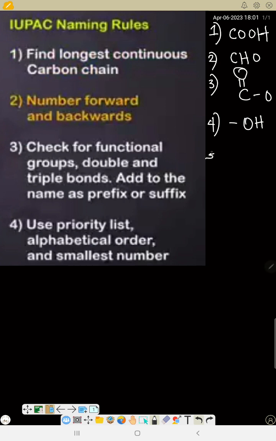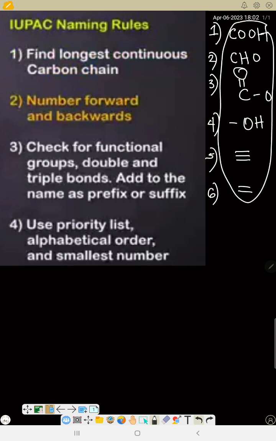Number 5, it means if we have any of these together in the same structure, we consider this first, before this, before this. That is the meaning of this priority list. Number 5 we now follow by either a triple bond, or a double bond, or a single bond. Single bond is alkane. So if you have everything like this in the same structure, this is how we consider it accordingly.